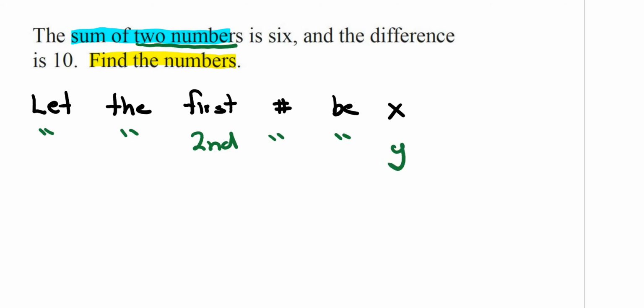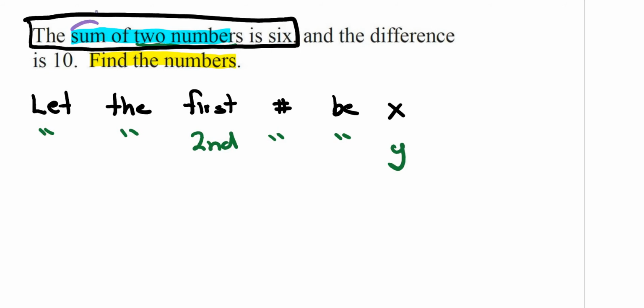Okay, now that we know what x and y represent, let's go ahead and translate the sentences into equations here. So the sum of two numbers is 6. All right, so sum means add, right? So you're taking x plus y. The sum of x and y is equal to 6. So there's your first equation.